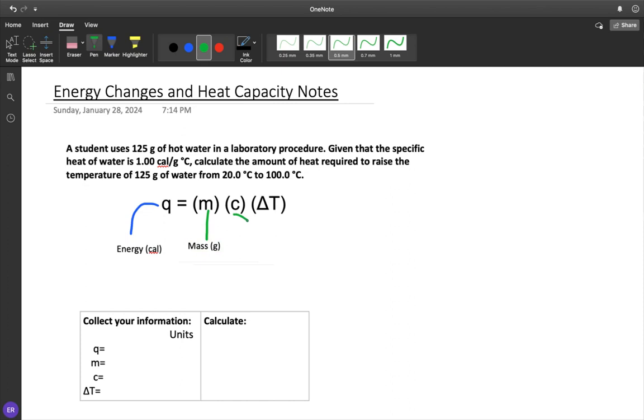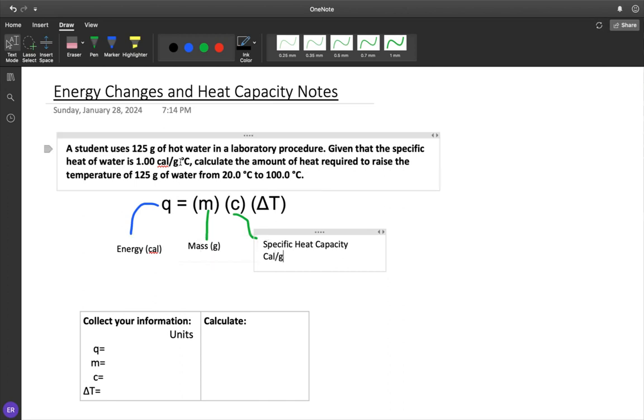Okay, and then our C, this one is a little bit more complicated. This one is our specific heat, or heat capacity. This one has the units combined. So this one is cal over gram degrees Celsius. Okay, so this is the one that has the combined units.